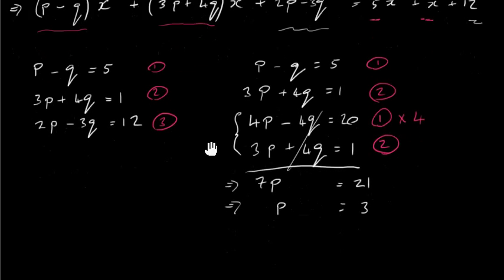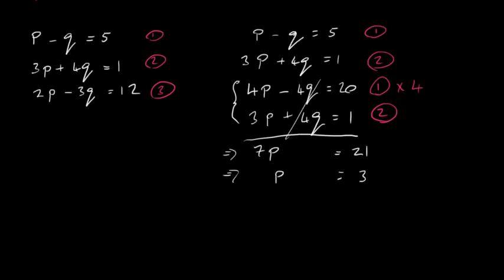Okay, so let's continue on then. I just need to work out what q is. So I'm going to take the simplest equation, that's p minus q is equal to 5. This is equation 1. And I know that p is 3 here, so I'm just going to put in 3 here for p. Got q there, and I've got 5 here.